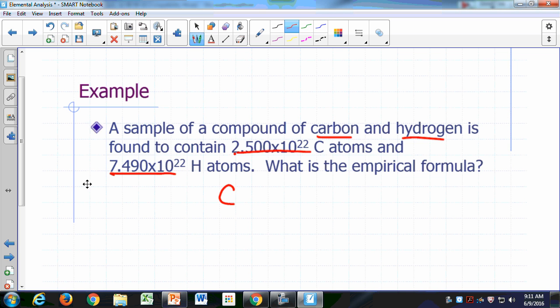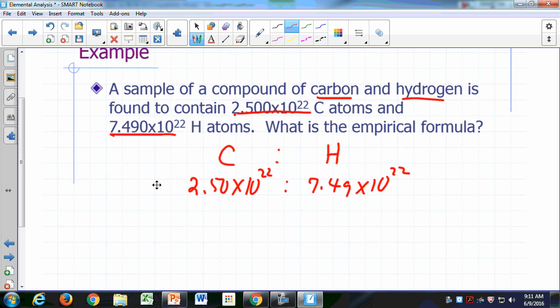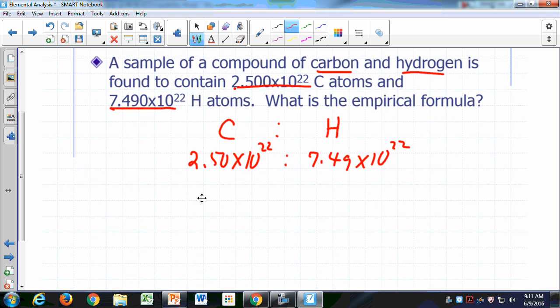So let's list the two elements we have here, carbon and hydrogen. The count-to-count ratio is 2.50 times 10 to the 22nd carbon atoms to 7.49 times 10 to the 22nd hydrogen atoms. The best way to reduce the ratio to the smallest possible whole numbers, a good first step is just to divide everything by the smallest of the numbers. 2.50 times 10 to the 22nd is smaller than 7.49 times 10 to the 22nd, so you divide by 2.50 times 10 to the 22nd.